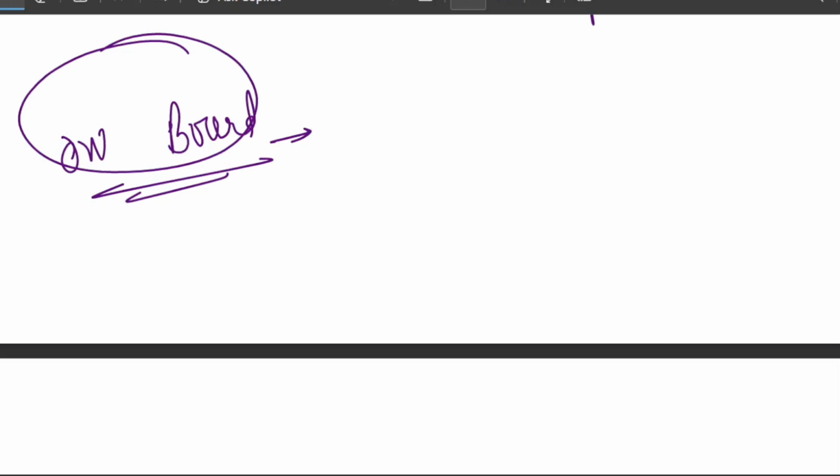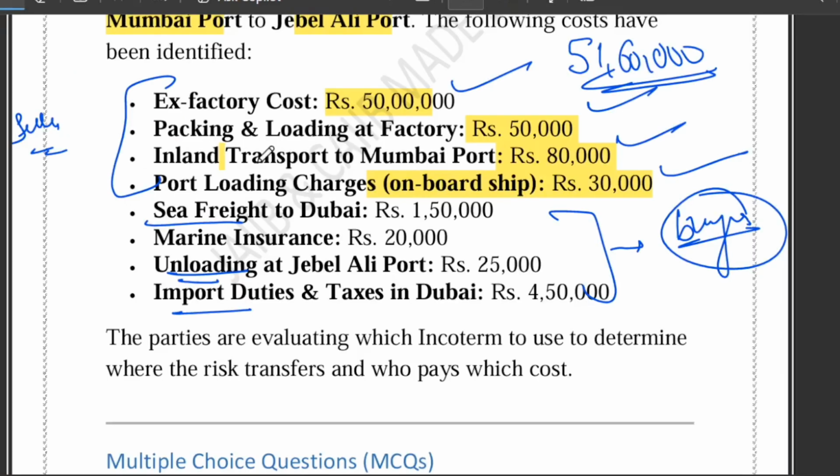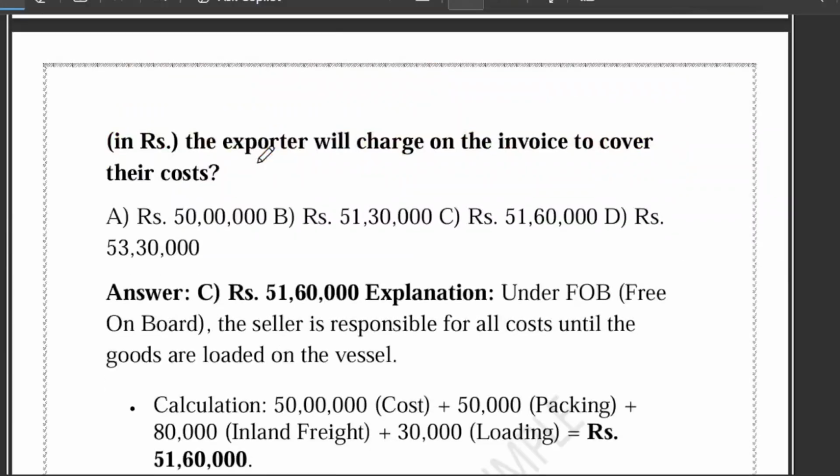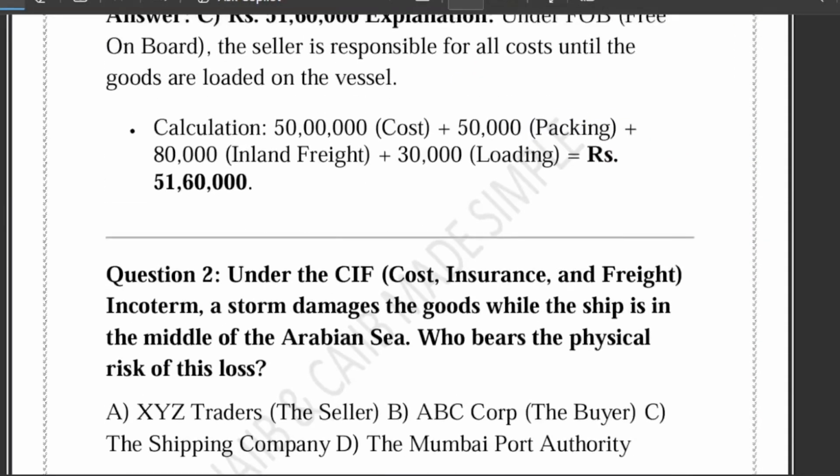So the correct answer to this question is very simple. You just have to add all this cost before on board. That is 51,60,000. That's it. Now let's look at the next question. Now we have shifted to CIF. Under CIF, that is cost, insurance, freight.